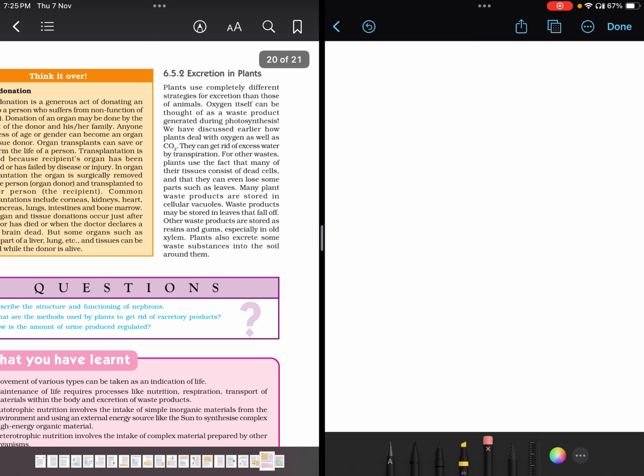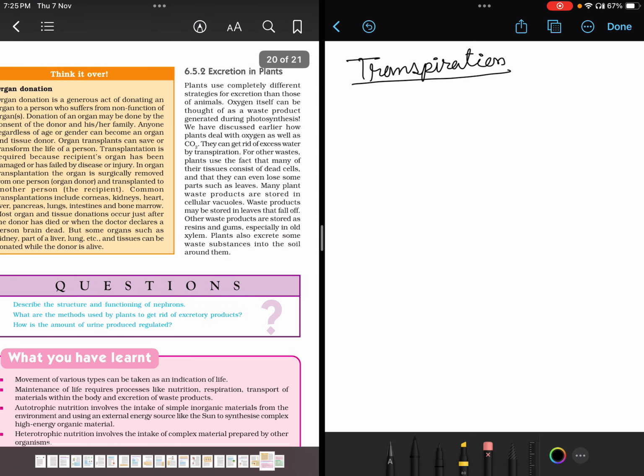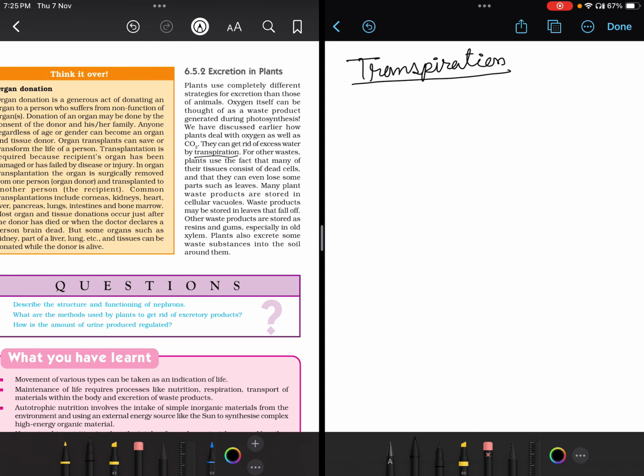They get rid of excess water by transpiration. You have to remember this word, transpiration. Earlier we have discussed transpiration. For other waste, plants use the fact that many tissues consist of dead cells, and they can even lose some parts such as leaves. Many plant waste products are stored in the cellular vacuoles.